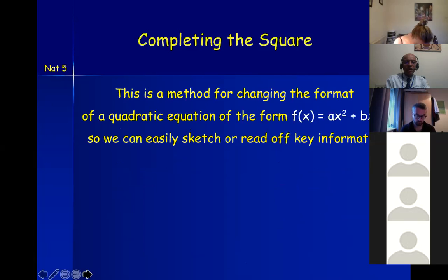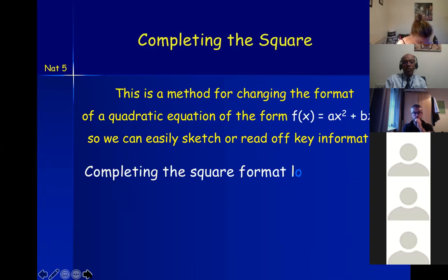So basically, we've been looking at quadratics in that form, ax squared plus bx plus c. And completing the square helps us to sketch what we call a parabola, for example. So when we do quadratics, we look at parabolas or read off key information from the parabola. So completing the square format should look like (x plus b) squared plus c.